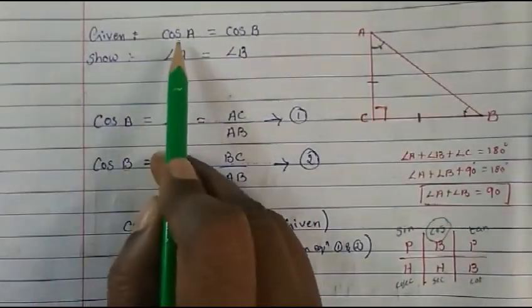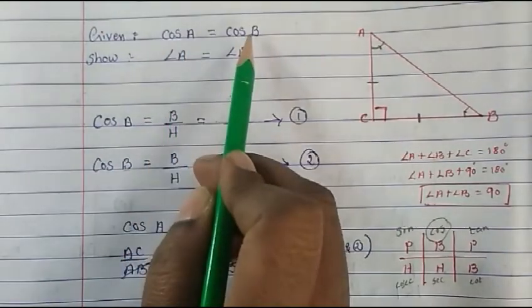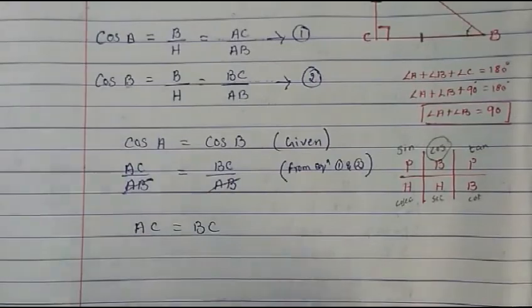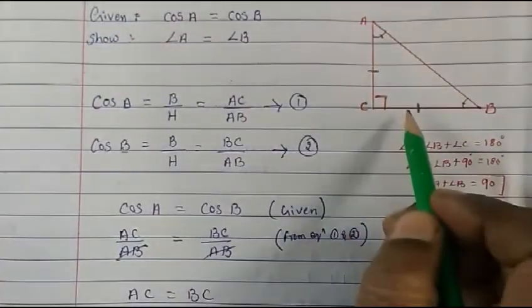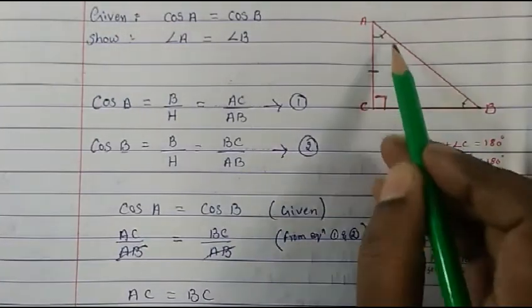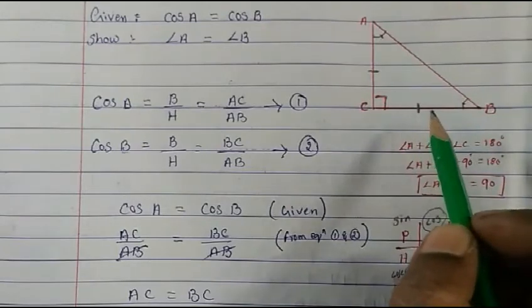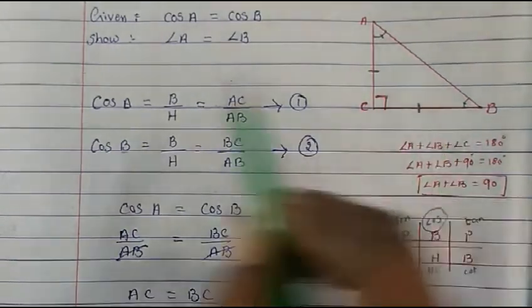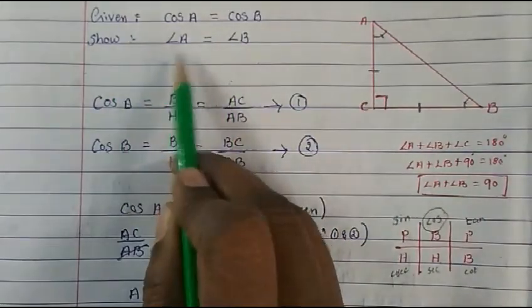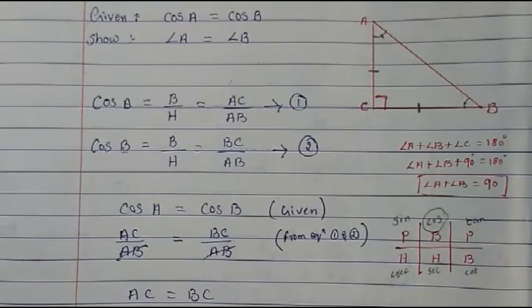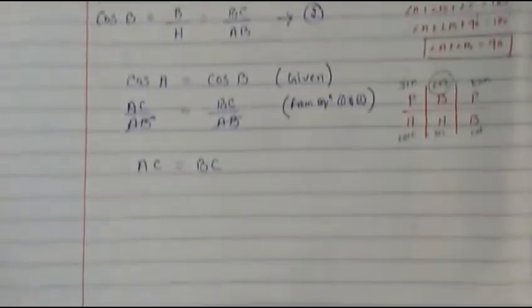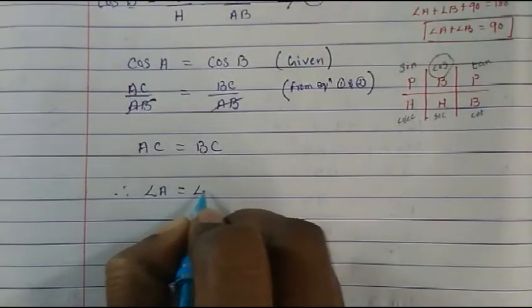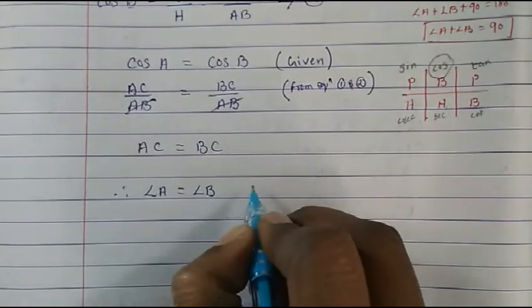So what we have proved is that, you see, what is given is cos A is equal to cos B. When we proved that, we got that AC is equal to BC. So if two sides are equal, then their opposite angles also will be equal. If that is the case, angle A will be equal to angle B. So that's what we have to show, that angle A is equal to angle B. So we have proved that. Therefore, angle A is equal to angle B.